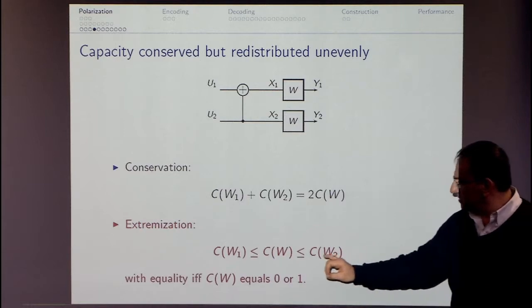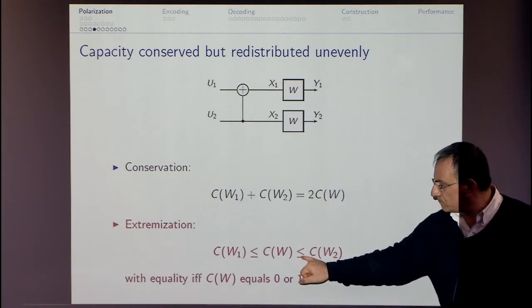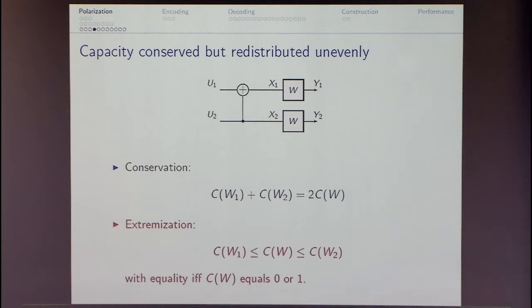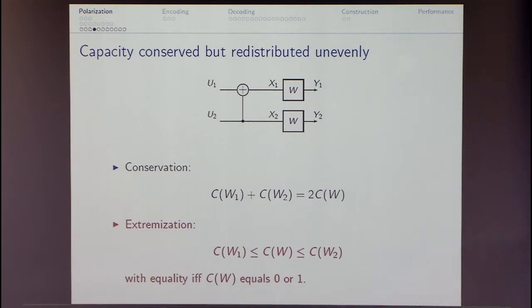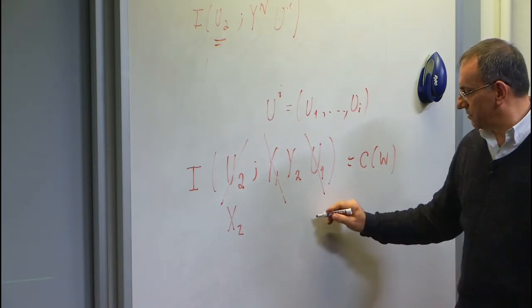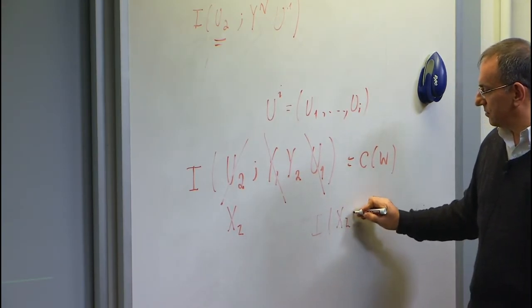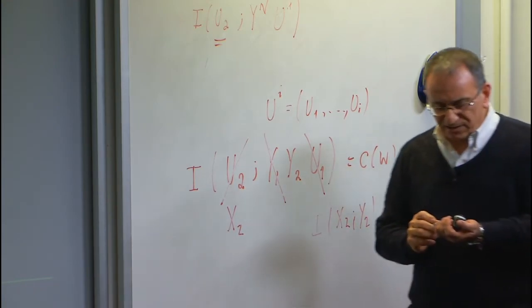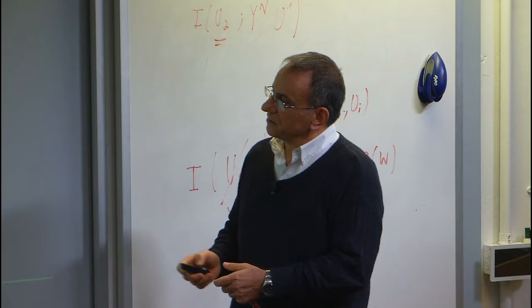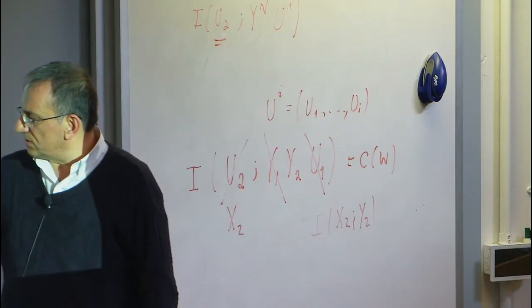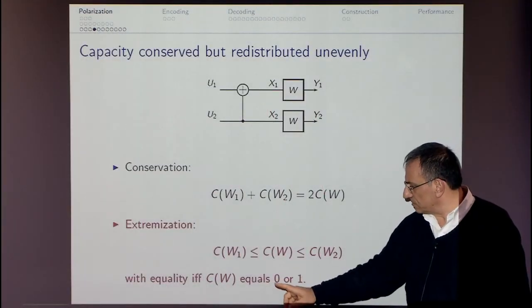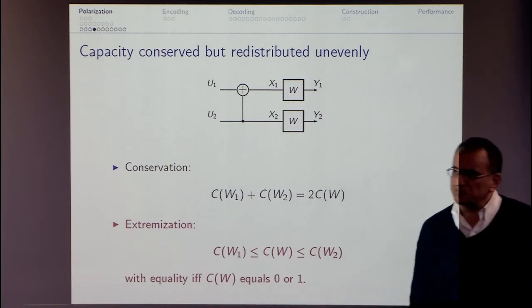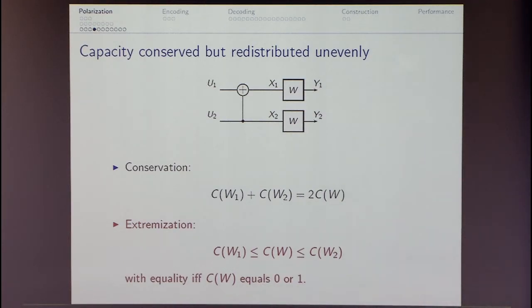So the important thing in here is to understand the condition for equality here. So when can we have CW2, namely this, equal to that, I of X2, Y2? Well, it turns out, and it's easy to see, that we will have equality here if and only if W is an extreme channel. In other words, if and only if W has capacity equal to 0 or 1.